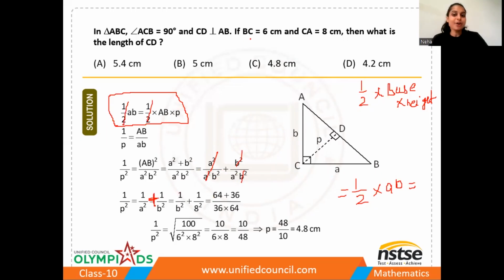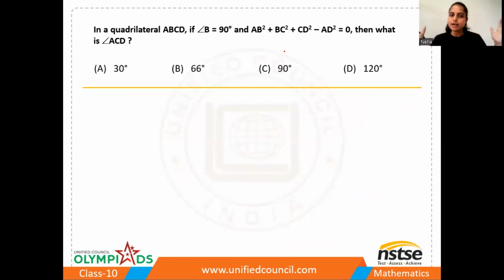Now I have the length of BC, this is equal to 6. And I have the length of CA, this is equal to 8. So let me put both the values. Now we will have the answer, right? Some calculation and then you can get your answer. This is 4.8. Correct. Perfect. This question is also done. Now let me proceed with the next one.